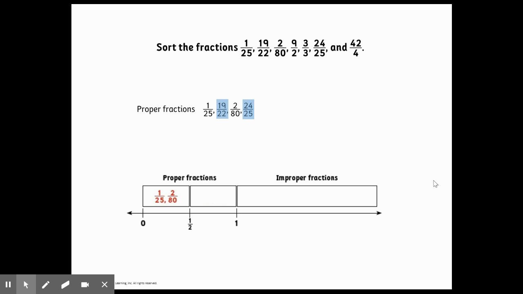Notice that they are proper fractions that were left after filling in the category of proper fractions. Finally, the fractions that remain are 9 out of 2, 3 out of 3, and 42 over 4. They must be improper fractions.